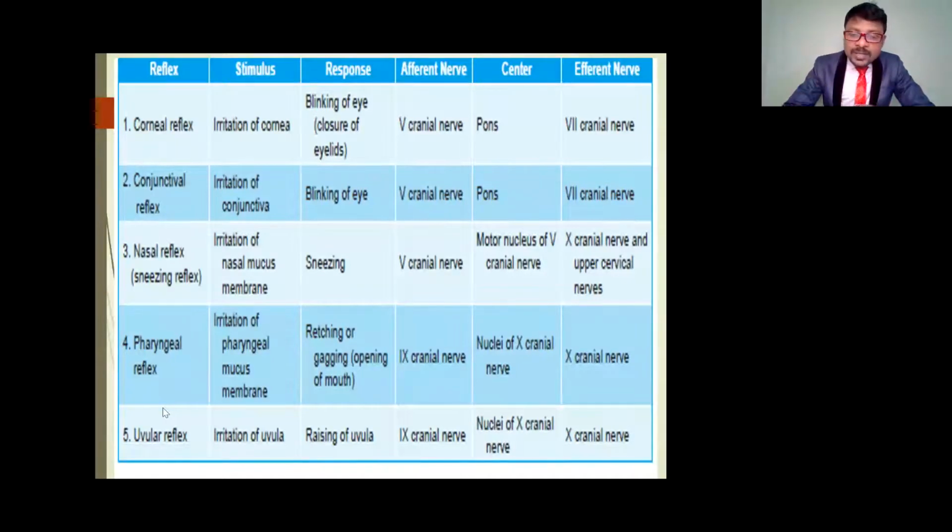This also goes through the ninth cranial nerve, that is the glossopharyngeal nerve, and the response is sent through the vagus nerve. The vagus nerve will give the response, that is the elevation or upwards movement of the uvula. So these are the cranial superficial reflexes.